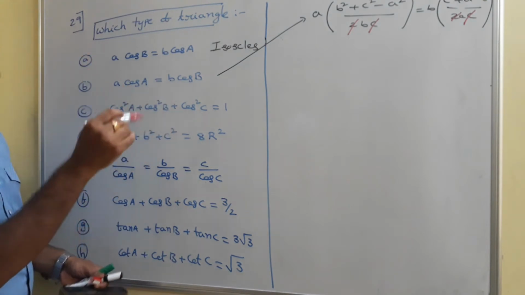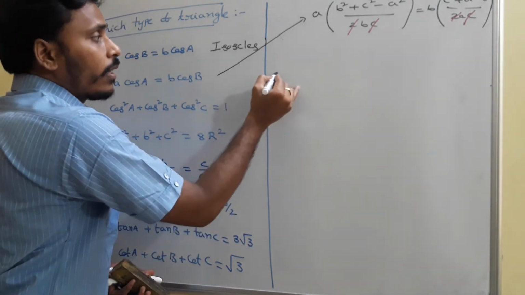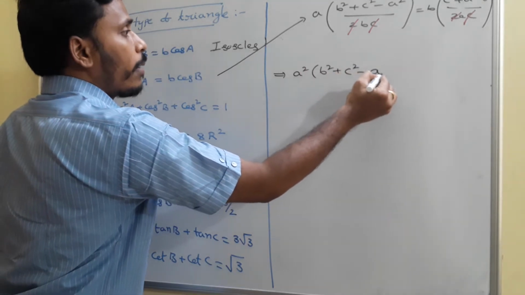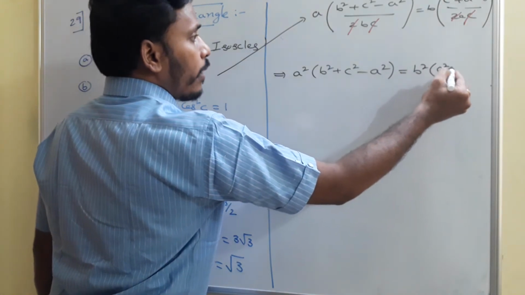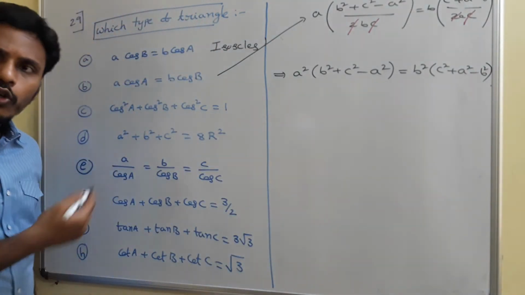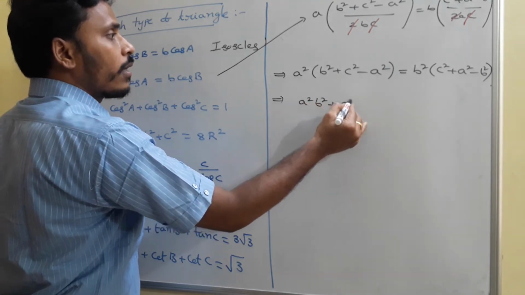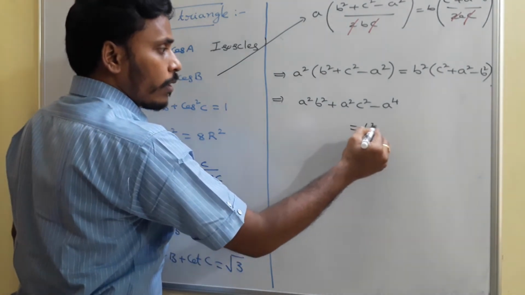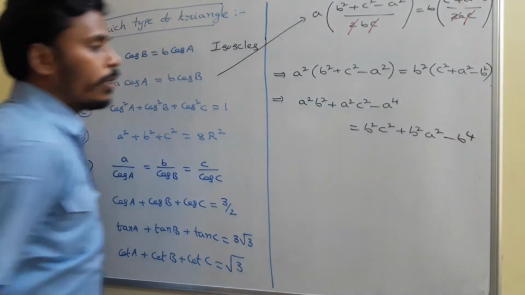Now send that A this side and B that side. Then what will happen in the next step? In the next step, we will get A square times (B square plus C square minus A square) is equals to, if you send B that side, B square times (C square plus A square minus B square). Just multiply, and what will happen? A square B square plus A square C square minus A power 4 is equals to B square C square plus B square A square minus B power 4.